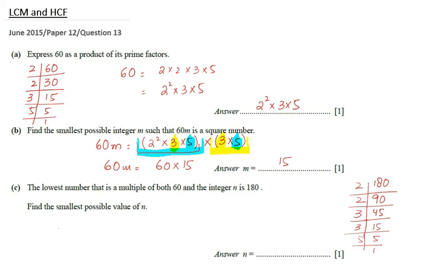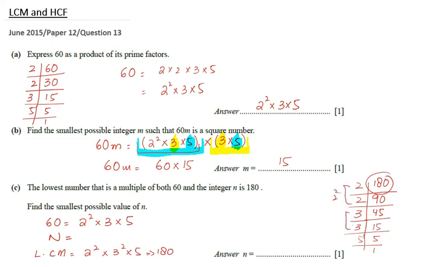Now if we write the factors of 60 as 2 square into 3 into 5, and we have another number n, and if we find the LCM of these two numbers, it's equal to 2 square into 3 square into 5 because it's equal to 180. The factors of 180 are 2 square into 3 square into 5. So here we have written the factors of 180 as the LCM.